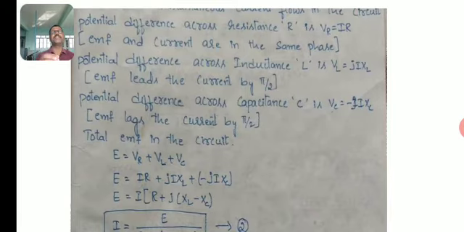Then the potential difference across inductance L is VL is equal to j I XL, where XL is the inductive reactance. It is the amount of opposition offered by the inductor to the flow of alternating current. In this case, EMF leads the current by pi by 2. That means in a pure inductor circuit, EMF leads the current by pi by 2, or current lags the EMF by pi by 2.